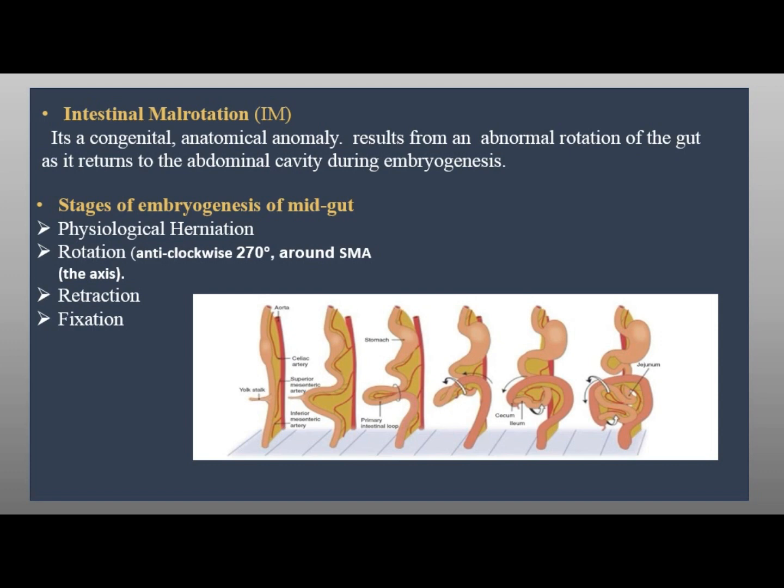Normally, the midgut, during fetal life, in the 5th to 6th weeks of gestation, will be herniated through the umbilical cord to the yolk sac. Once this herniation occurs, it starts to rotate around its axis, and the axis is the superior mesenteric artery. The whole angle of rotation is 270 degrees, but it does not occur continuously. It occurs in 90 degrees, then a stoppage, and again 90 degrees. After the rotation is finished, it is reduced back to the abdominal cavity and fixed through some ligaments in the posterior abdominal wall.